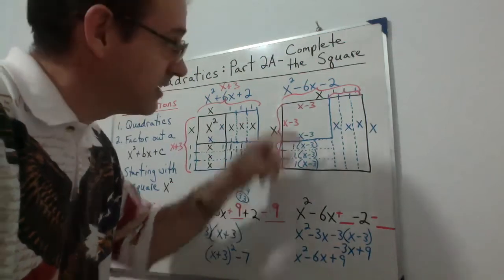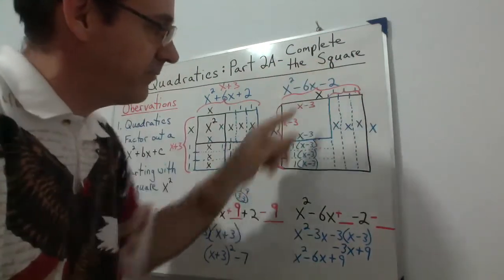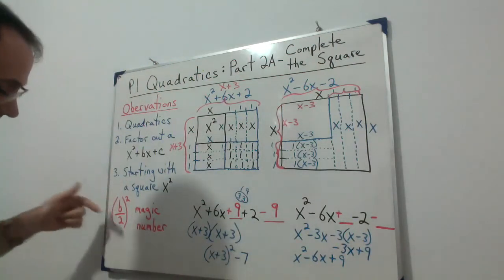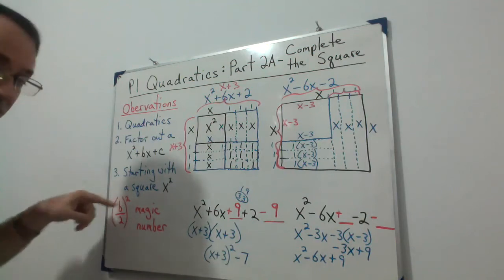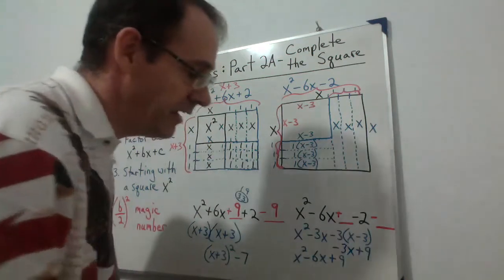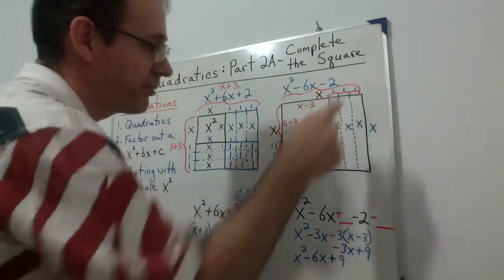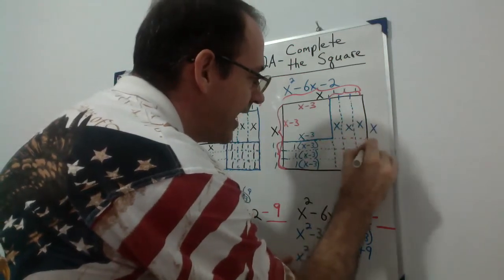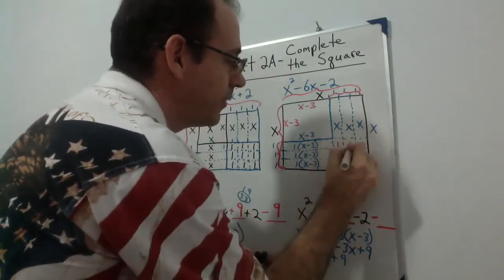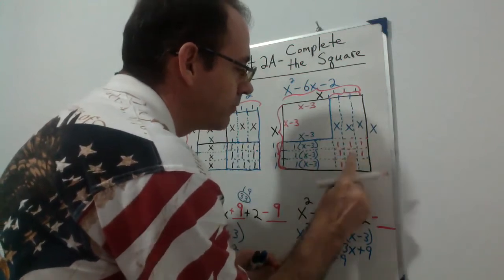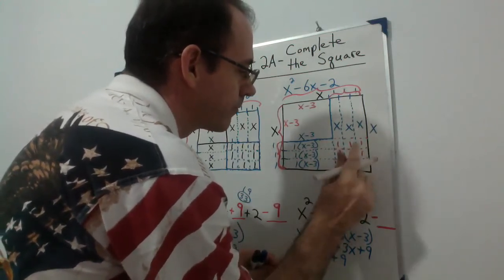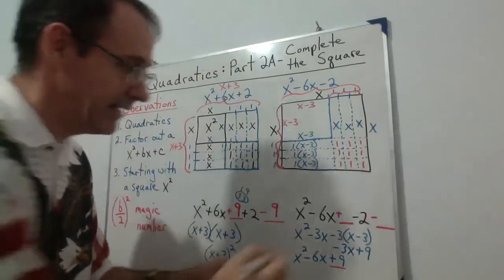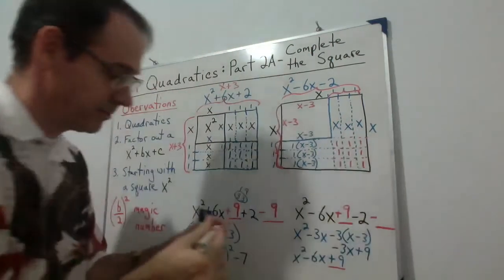The 6 divided by 2 gave us our 3. Then we squared it. Well, what happens when we square the 3 times 3? What it's doing is it's giving you these 9 little pieces here. 1, 1, 1, 1, 1, 1, 1, 1, 1. And so we have added 9 to this here.